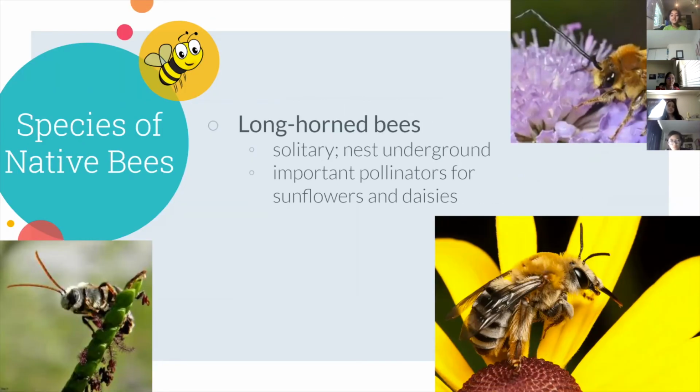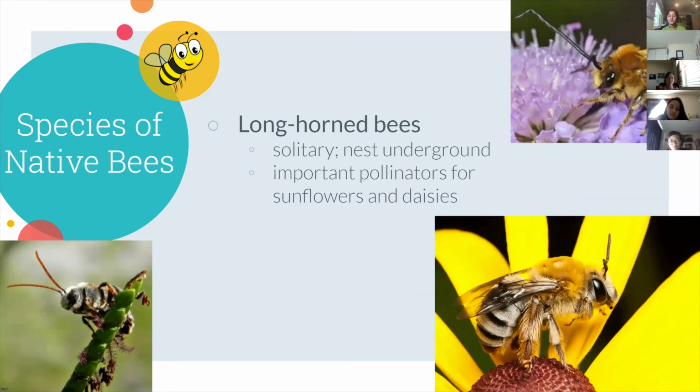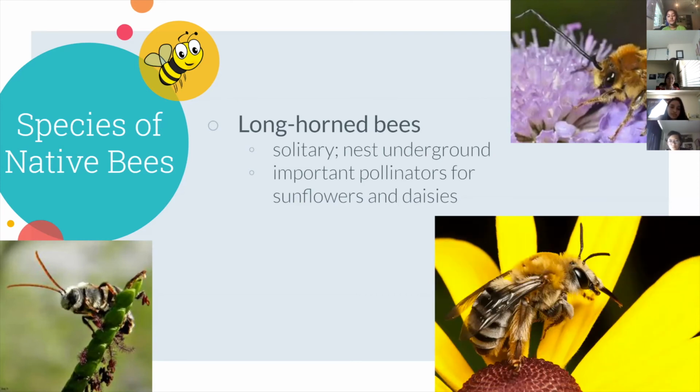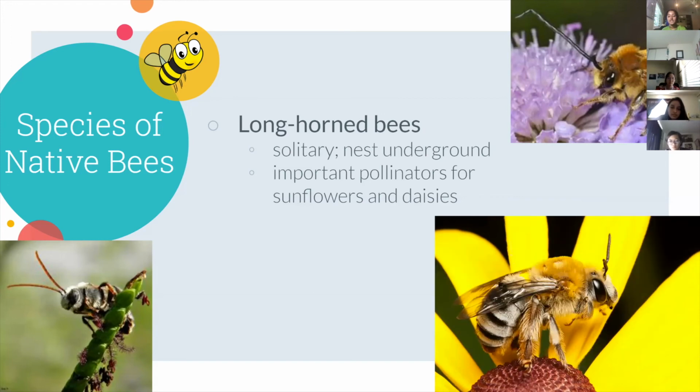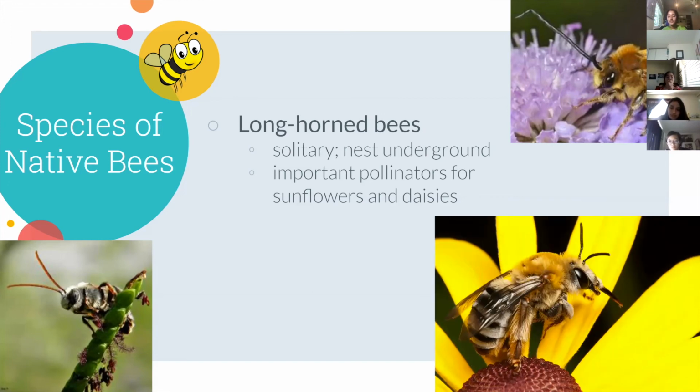All right, now on to the longhorn bees. As the name suggests, longhorn bees have very long horns, and they are one of the very interesting species of bees. They are solitary, which means they won't harm you, and they nest underground. They're very important for sunflowers and daisies. That longhorn really allows them to go and pollinate really well. Next slide, please.